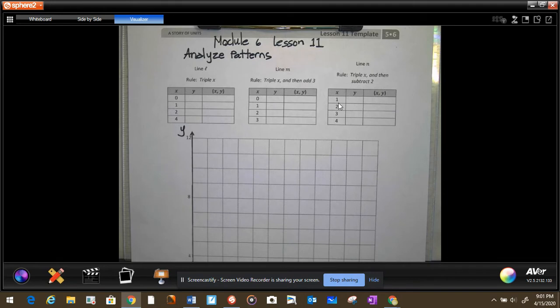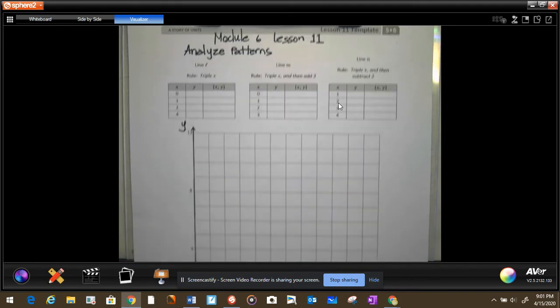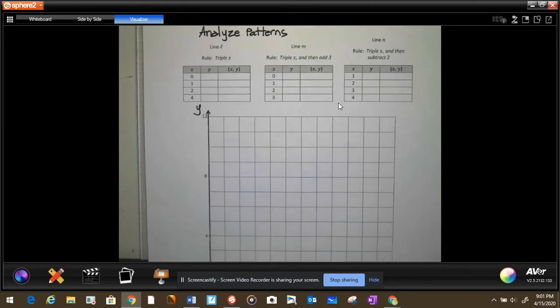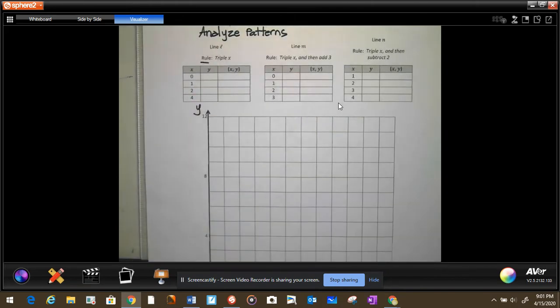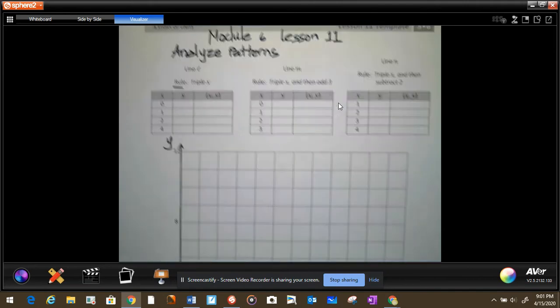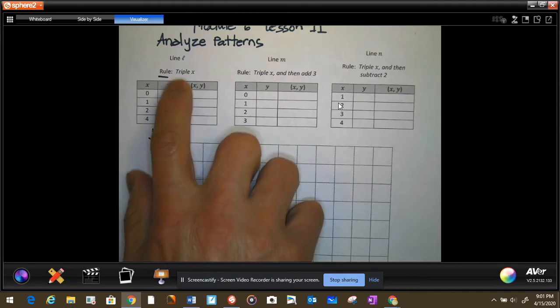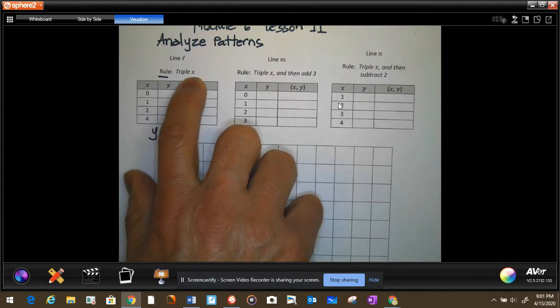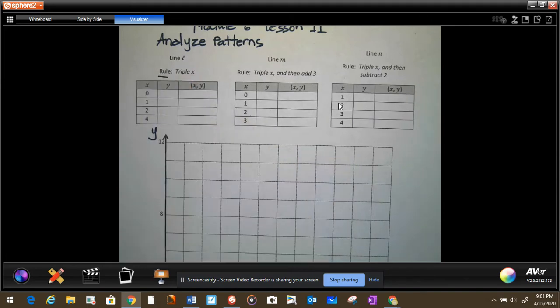This is lesson 11. We're going to analyze patterns this time. So what we're going to do, we're going to start with reading the rule. Remember, the rule is always important to know. I think I'm going to zoom in a little. If you look at rule number one, it says triple x. So when we triple x, that means it's going to be three times the number x. Then we're going to triple it. That's going to be y.